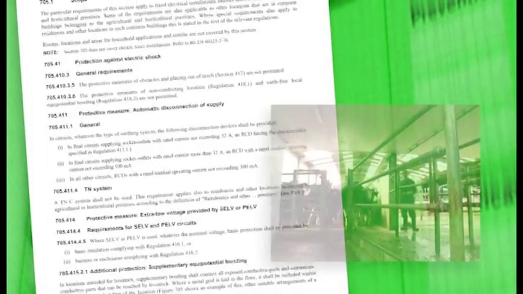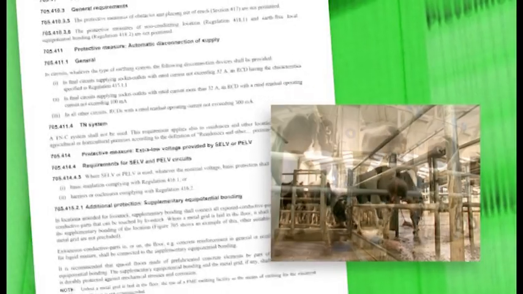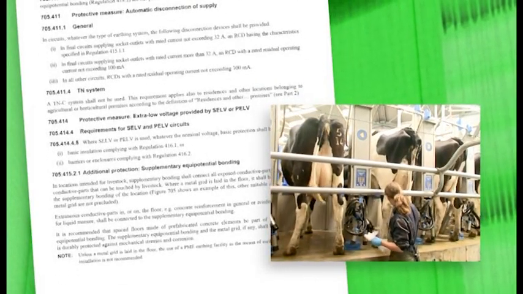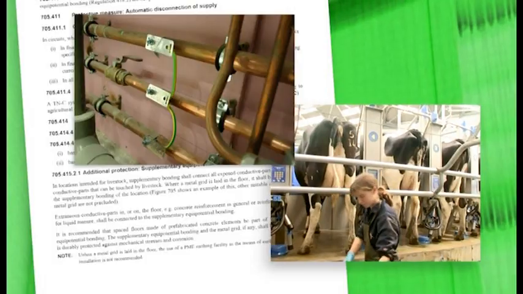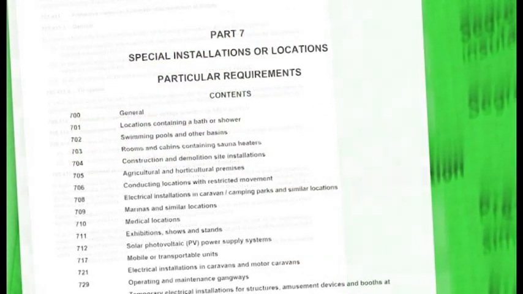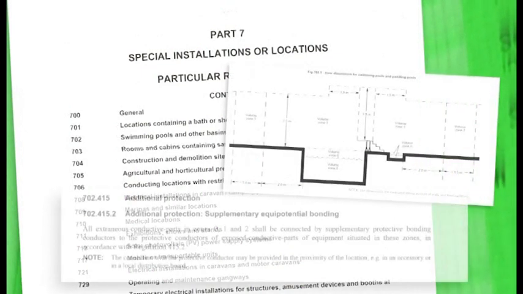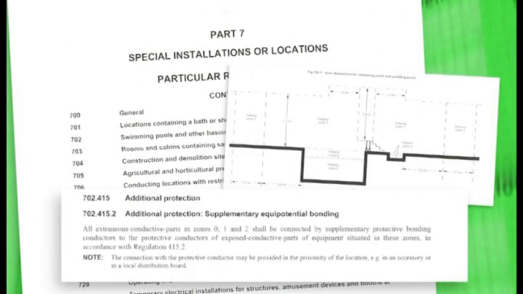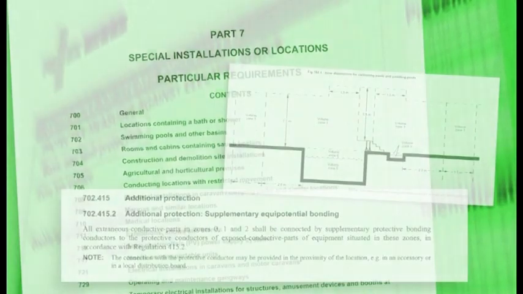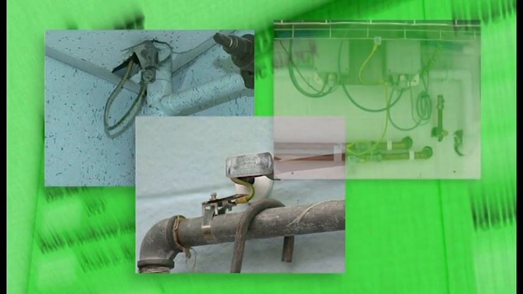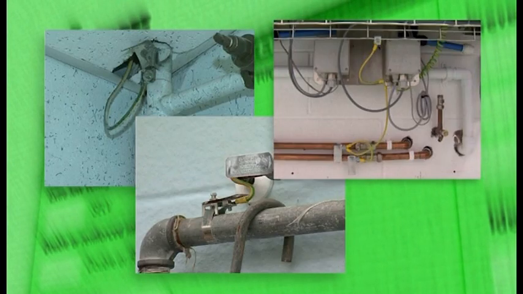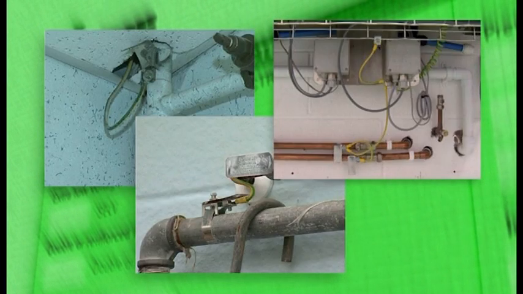Section 705 is also an example of a special installation or location requiring additional protection by supplementary equipotential bonding. Indeed, it is in Part 7 of the wiring regulations where you'll find specific requirements for supplementary equipotential bonding, and the locations covered all have an increased risk of electric shock. Although you can still find supplementary equipotential bonding in other locations. For example, in situations where, for whatever reason, automatic disconnection of the supply cannot be achieved in the required time laid down in the regulations.